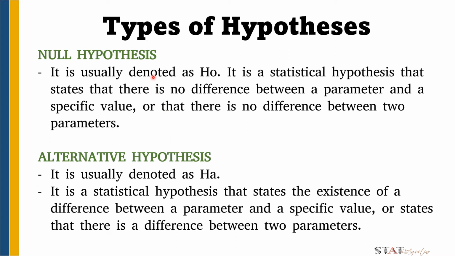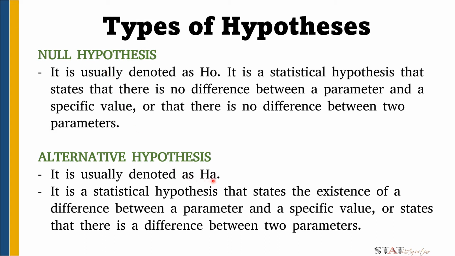They call them the null hypothesis and the alternative hypothesis. So the null is the statement of conjecture which is being tested, and it is usually denoted as H0, or H naught, subscript 0. It is a statistical hypothesis that states that there is no difference between a parameter and a specific value, or there is no difference between two parameters, say the mu or the mean or the variance. So that is the null hypothesis. Just think about it: there is no difference.